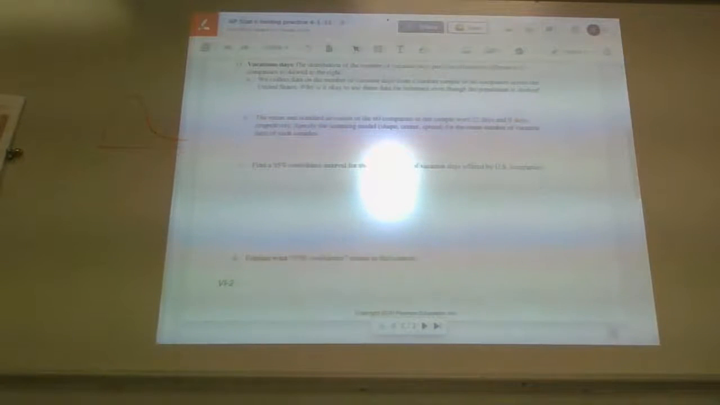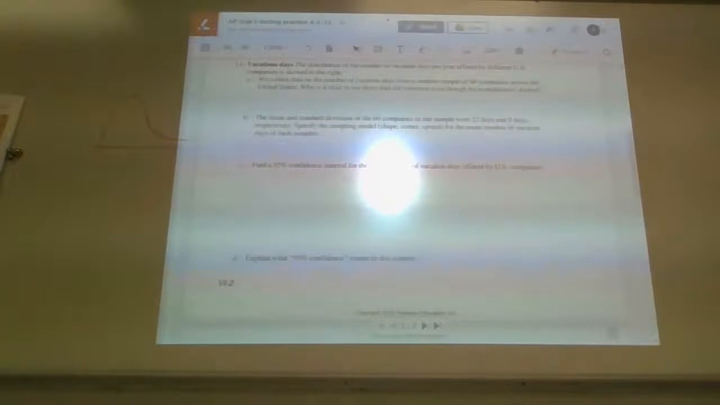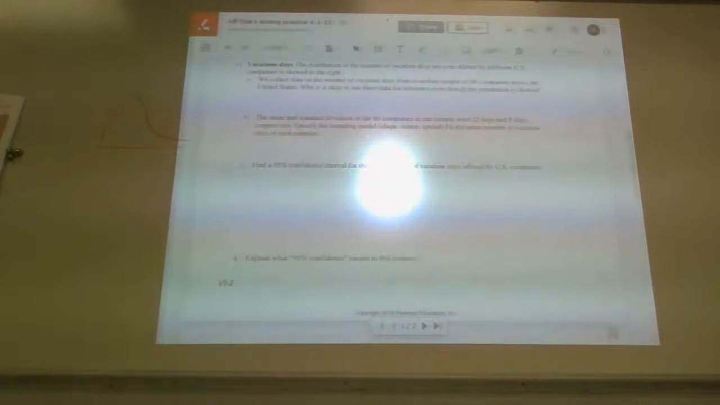Specify the sampling model, shape, center, spread, for the mean number of vacation days of such samples.